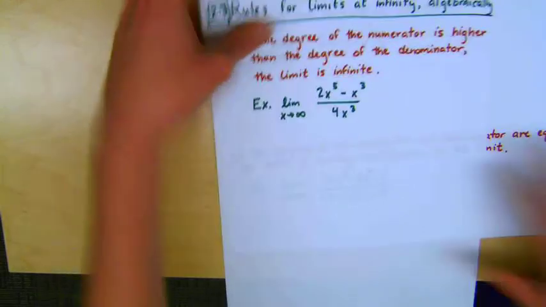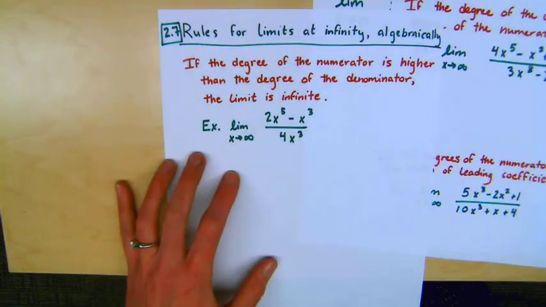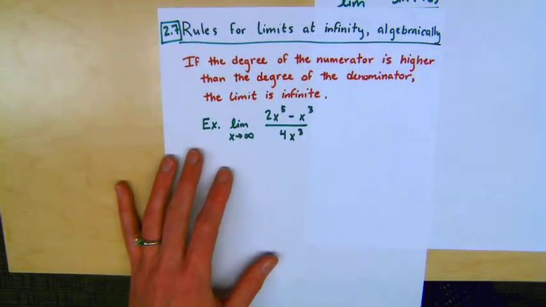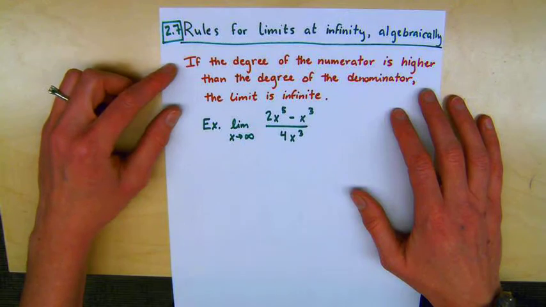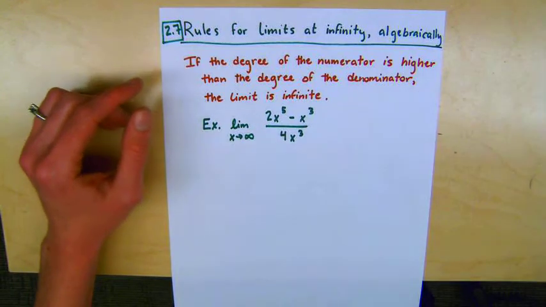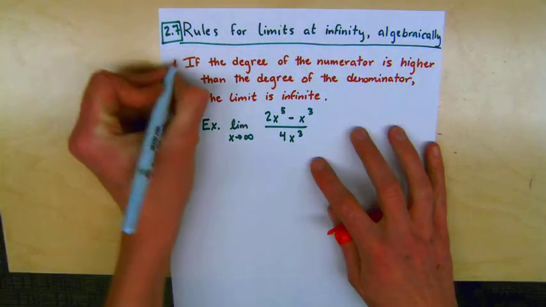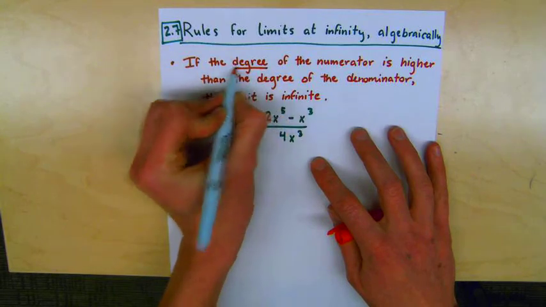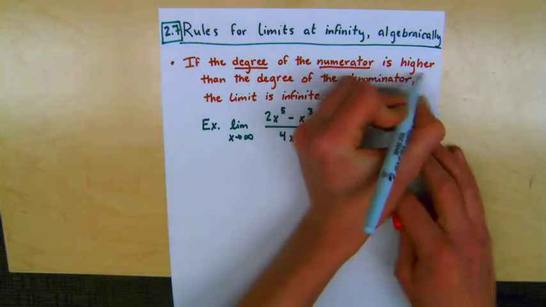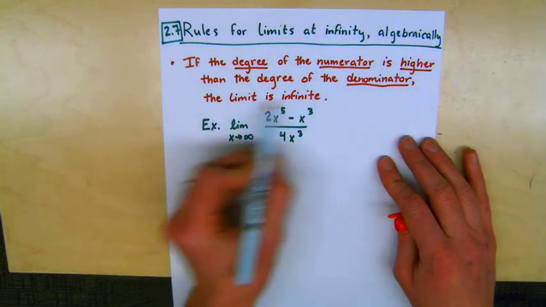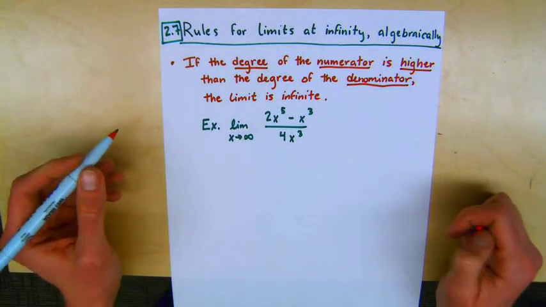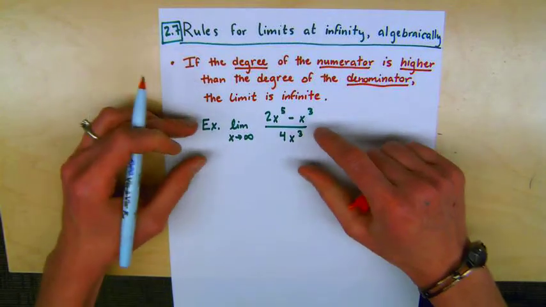Another question that we had was some more examples for algebraically evaluating rules for limits at infinity. And I summarized these rules in a set of 3 different bullet points. The first is, if the degree of the numerator is higher than the degree of the denominator, we know that the limit is going to be infinite. And this is something that makes sense intuitively.